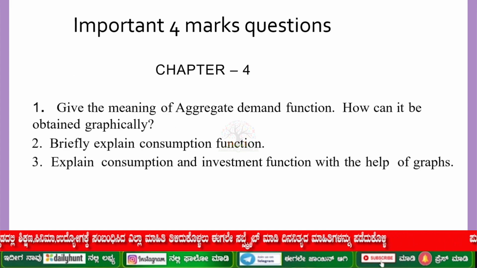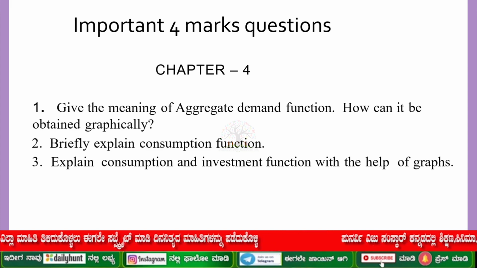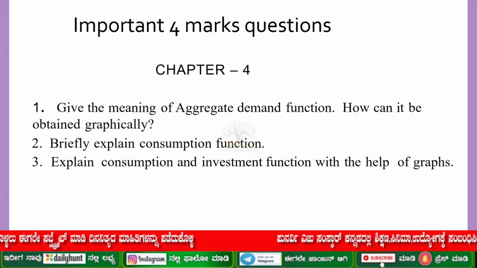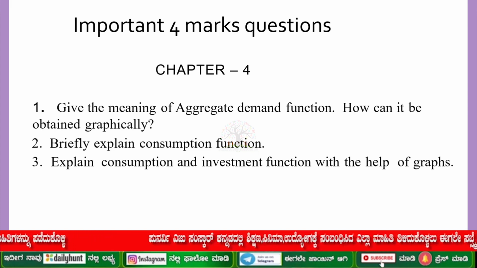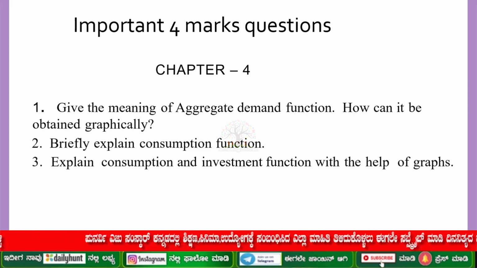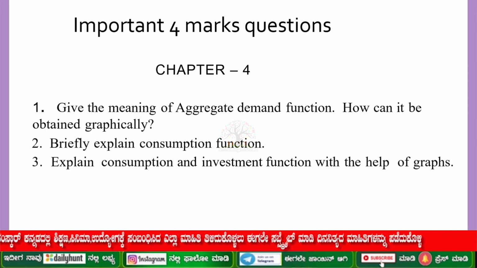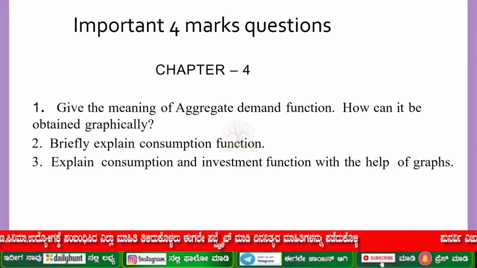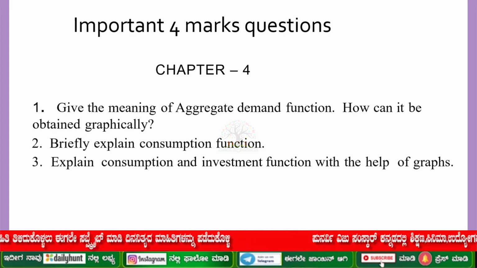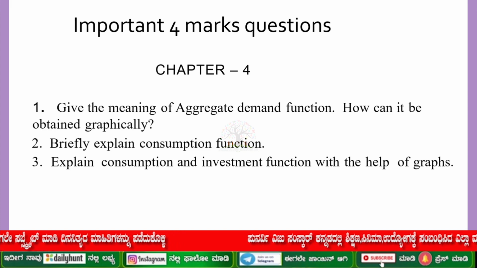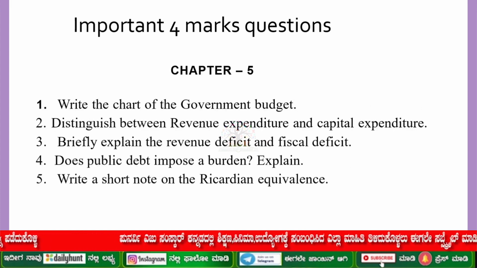Then 4th chapter, determination of income and output. From this chapter, you can expect one 4-mark question. There are 3 important questions, that is, give the meaning of aggregate demand function. How can it be obtained graphically? Explain consumption function. Then explain consumption and investment function with the help of a graph. So from this chapter, you can expect one question.